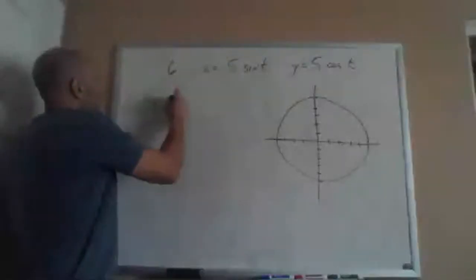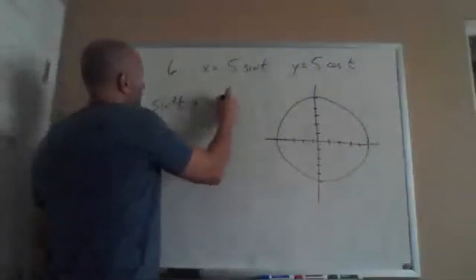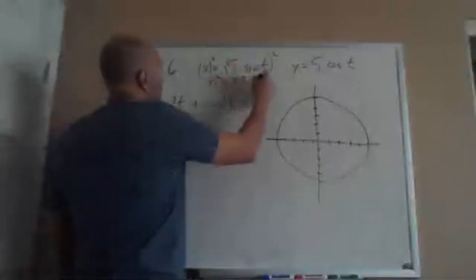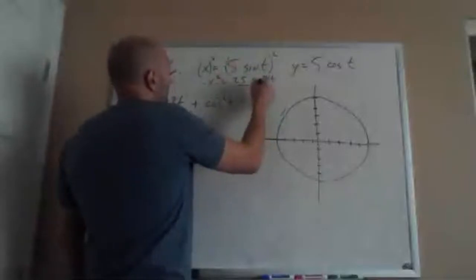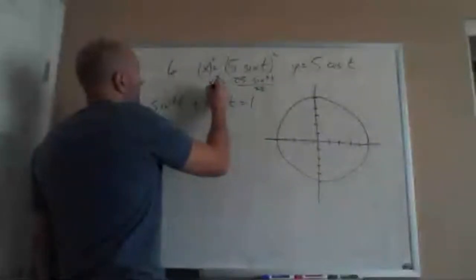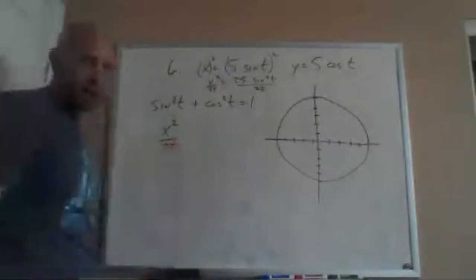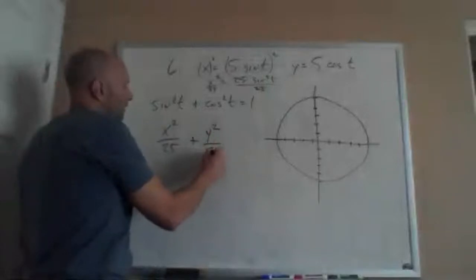So it's the same as the first one we had. Our relation is sine and cosine. So sine squared plus cosine squared is 1. So to get sine squared, square both sides. So you get x squared is 25 sine squared. So divide both sides by 25. So sine squared is equal to x squared over 25. Cosine, same deal. It's the same numbers. So you're going to end up with y squared over 25 equals 1.